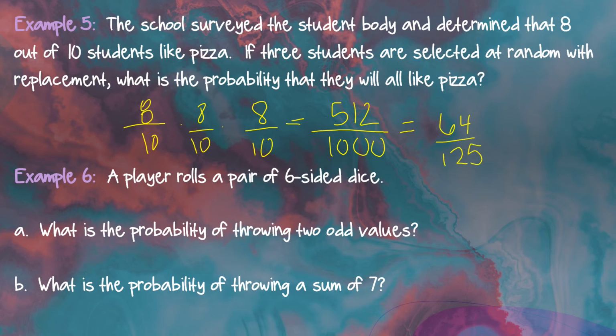A player rolls a pair of 6-sided dice. What is the probability of throwing 2 odd values? Okay, since it's a pair, one event is not going to impact the other, so this is independent, so we're just going to multiply the 2 probabilities.